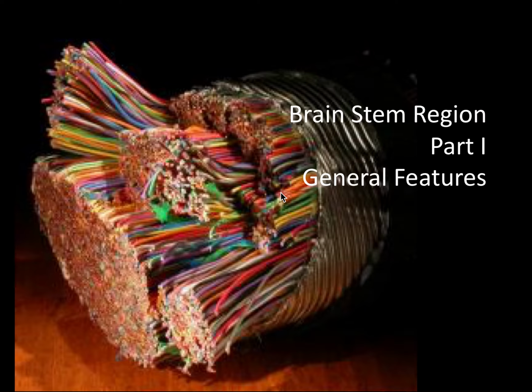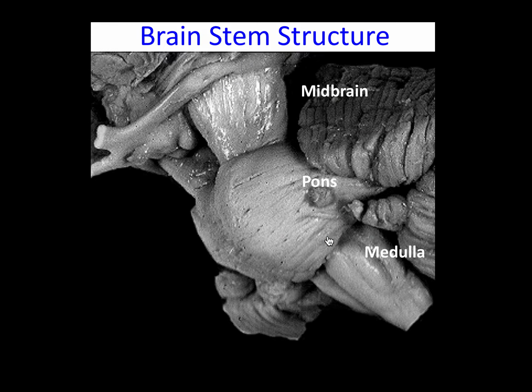This next couple of videos will introduce us to the brainstem region, and I want to talk about some of the general features related to the brainstem. Remember, the brainstem itself consists of the midbrain structure here, the pons, and the medulla. Those are the three basic areas of the brainstem.